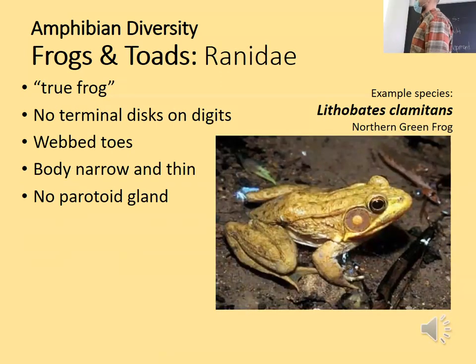Let's talk about Ranidae. So these are often called true frogs. This is what, when you imagine Kermit, he's in this family. Okay. The example I have here is a northern green frog, the Lithobates clamitans. You can hear what they sound like here.